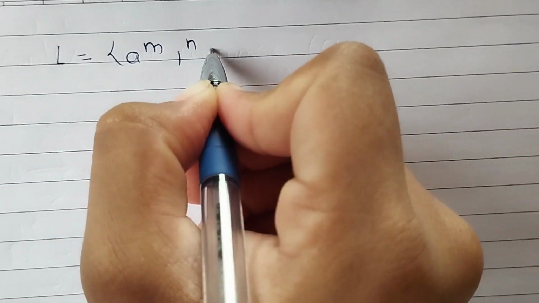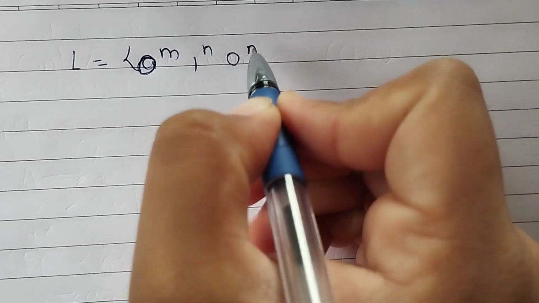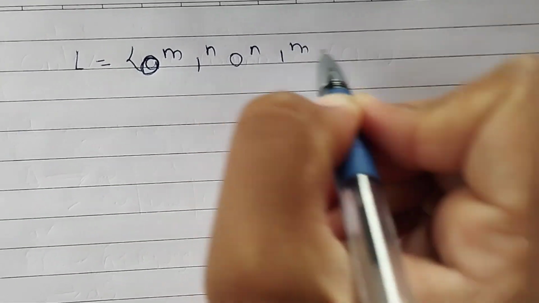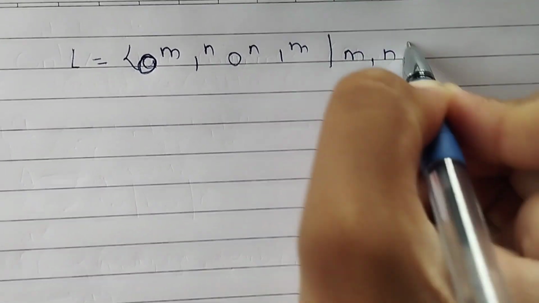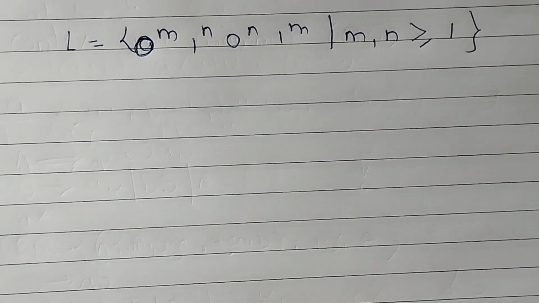Now we see one more example. L is 0 raised to m, 1 raised to n, 0 raised to n, 1 raised to m, where m and n are greater than or equal to 1. So this is again a question from the tutorial.